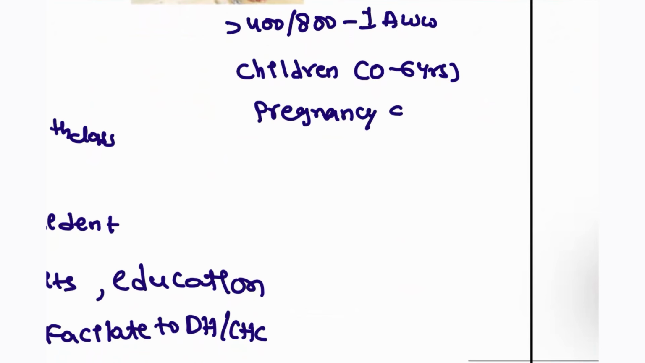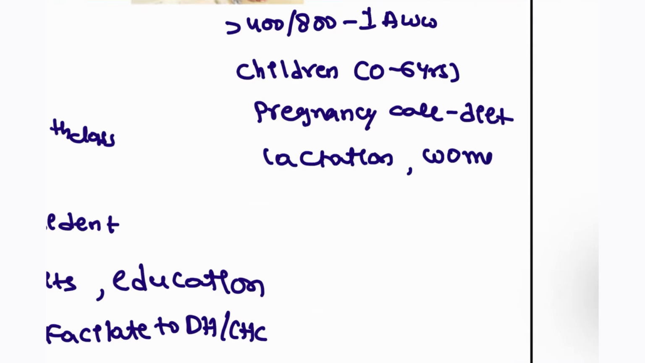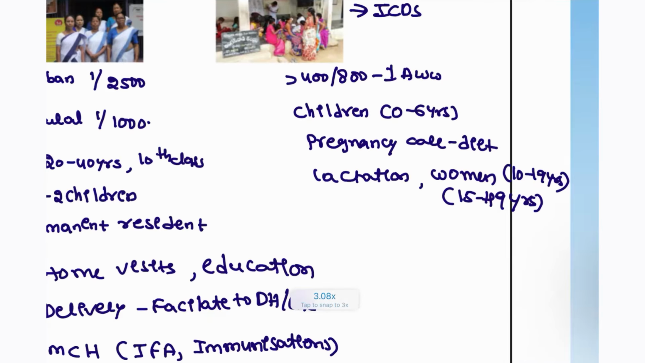Also pregnancy care in the sense of diet and immunization, and also lactation. Women and child welfare, for those from 15 to 49 years, and also adolescent girls 10 to 19 years. They are going to help them. This is the Anganwadi worker.